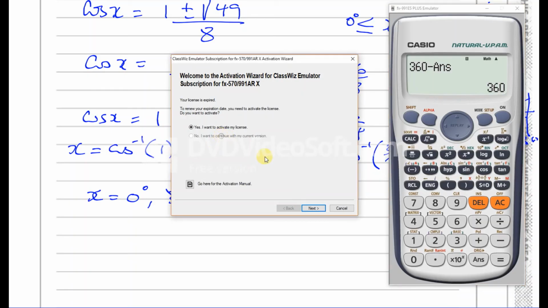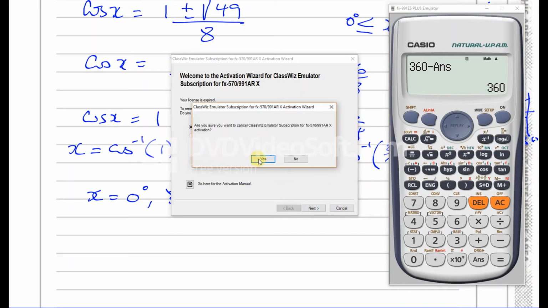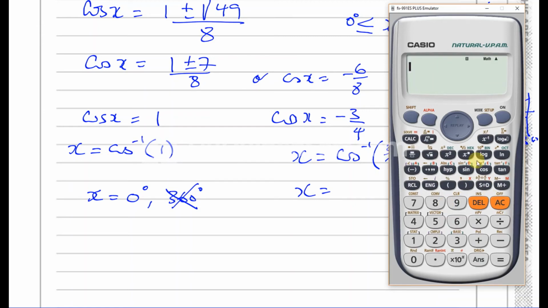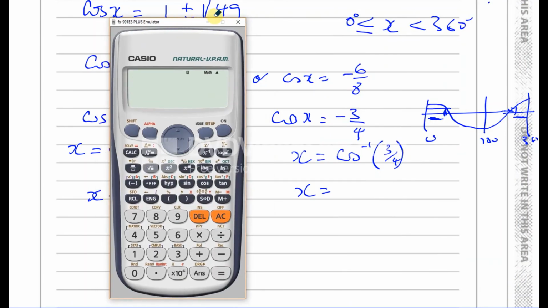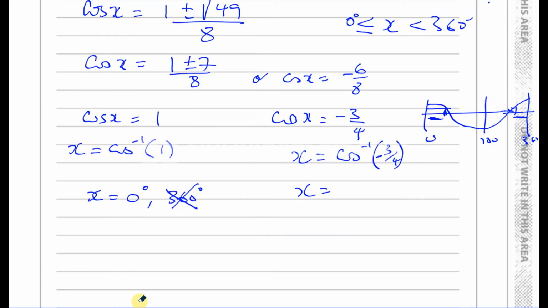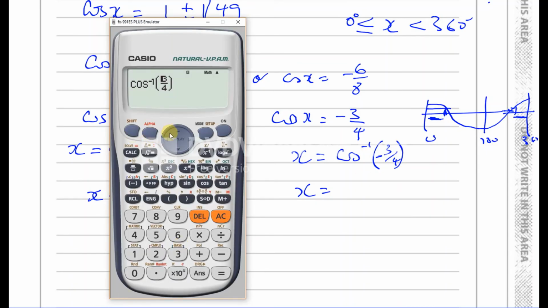Whoops, wrong calculator. If I put that into my calculator, let's move the calculator over here, inverse cosine 3/4. Negative 3/4, sorry, negative 3/4. See that I missed that out? Be careful. Be careful. Negative 3/4. Okay. Now that's going to give me an angle which is.